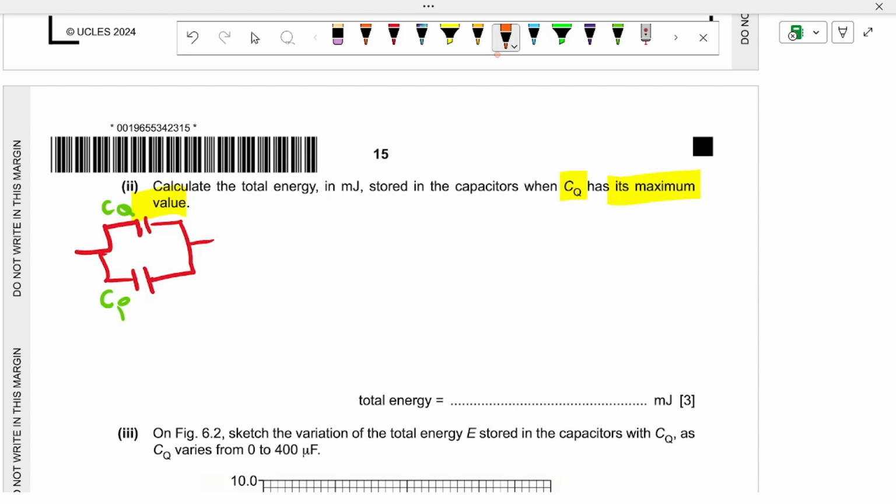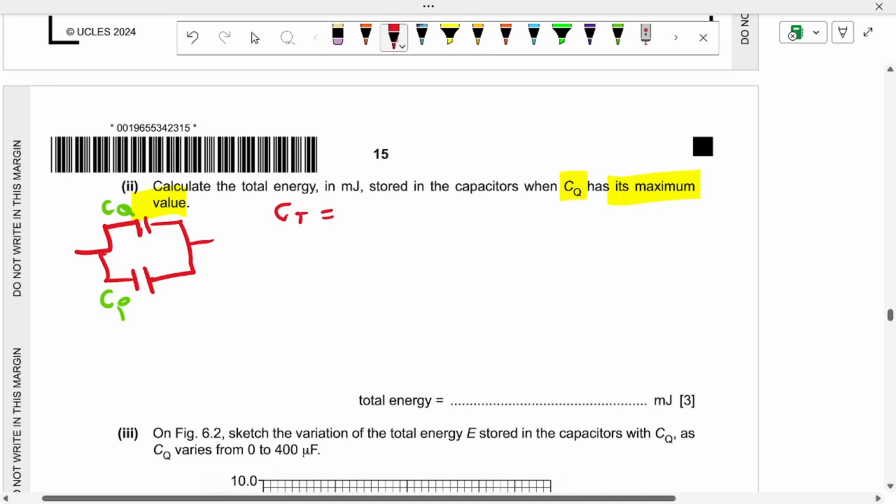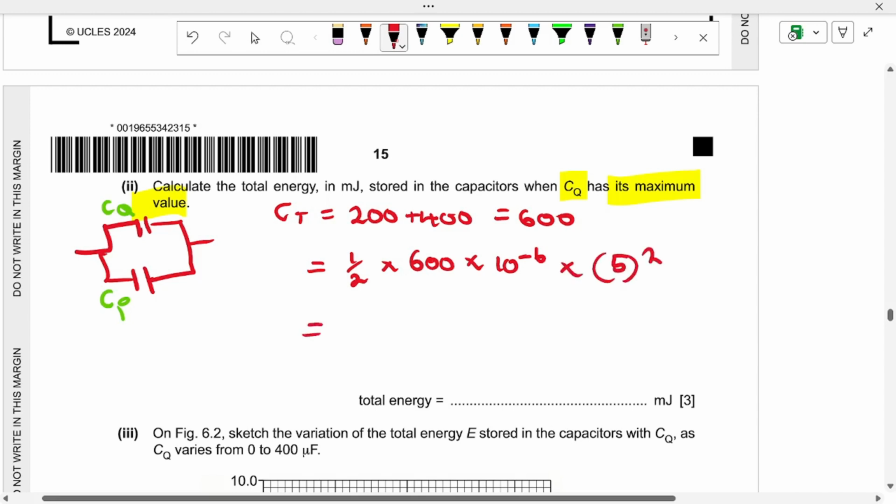But essentially, to find the total energy stored in the capacitor when it has its maximum value, all I do is ask, what's my total capacitance? That's the question I'm asking myself here. So my total capacitance will just be equal to 200 plus 400. It's going to give me 600 microfarad. And my energy will just be 1/2 times 600 times 10 to the power of -6 times my V, which will be 5 squared. Punch that all in the calculator and you get 7.5 millijoules. Very important. 7.5 millijoules.